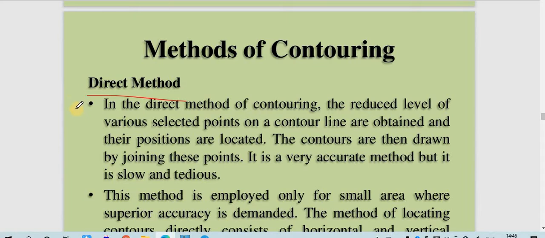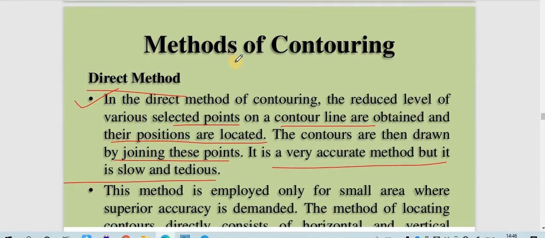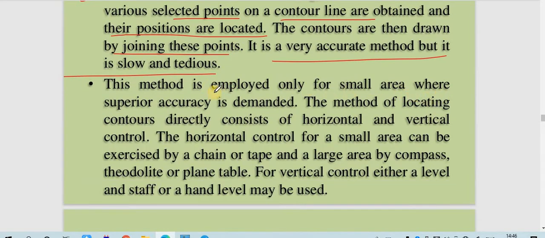So direct method, what does it involve? In direct contouring, the reduced levels of various selected points on a contour line are obtained and their positions are located. Okay. The contours are then drawn by joining these points. It is a very accurate method, but it is a very slow and tedious method. This method is employed only for a small area where superior accuracy is demanded.